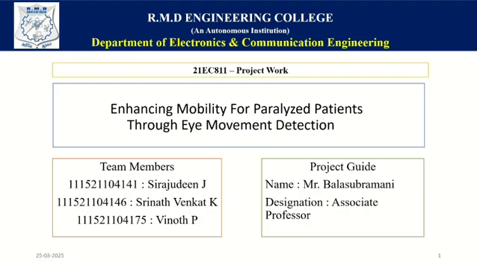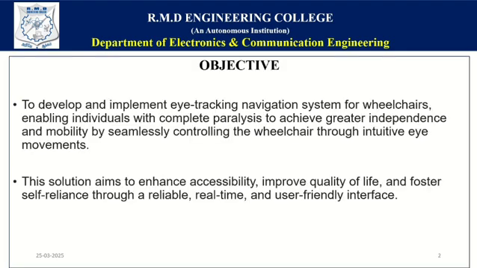Paralyzed patients through eye movement detection. Implement an eye tracking navigation system for wheelchairs, enabling individuals with complete paralysis to achieve greater independence and mobility by seamlessly controlling the wheelchair through intuitive eye movements. This solution aims to enhance accessibility, improve quality of life, and foster self-reliance through a reliable, real-time, and user-friendly interface.